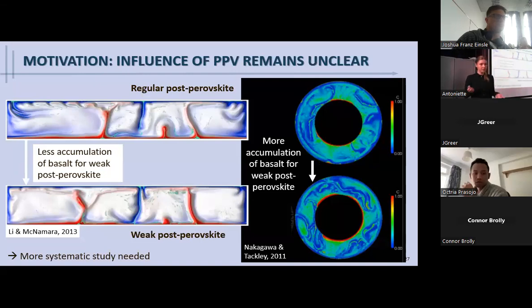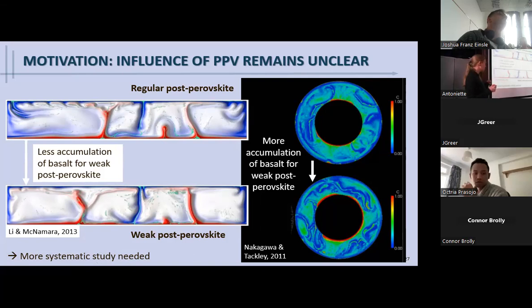And again, there were other people who had done this before. And so here I showed two different studies. The study on the left is from Lee and McNamara. And so here the blue and red colors show temperature. Again, red is hot, blue is cold. And then these green colors here, they show the basaltic material. And these are two different models. So the one at the top is one where post-perovskite does not affect the viscosity. And the one at the bottom, post-perovskite is easier to deform.